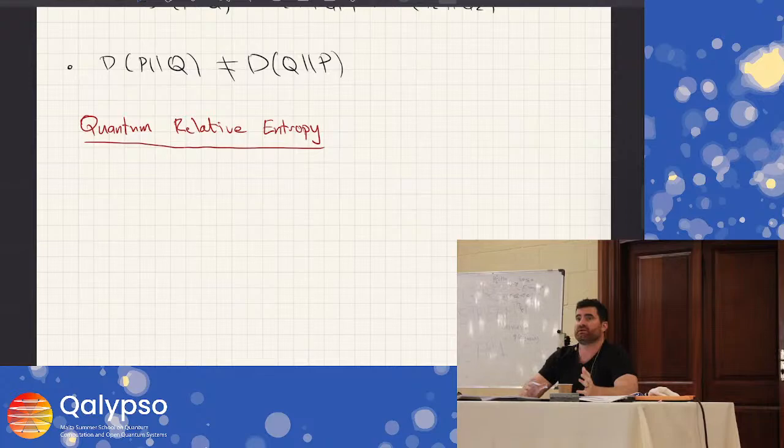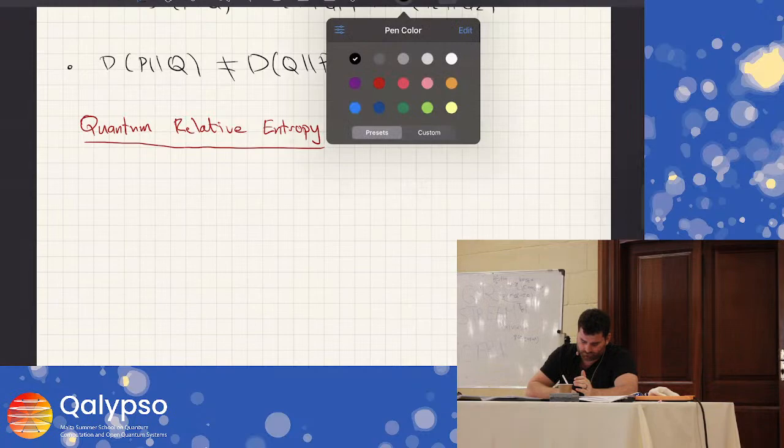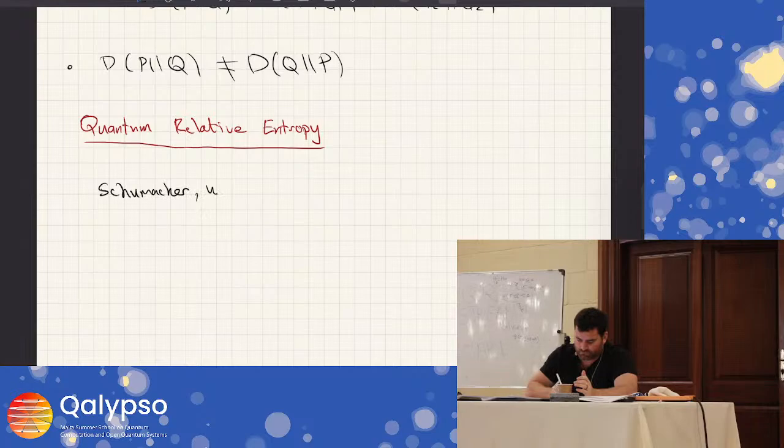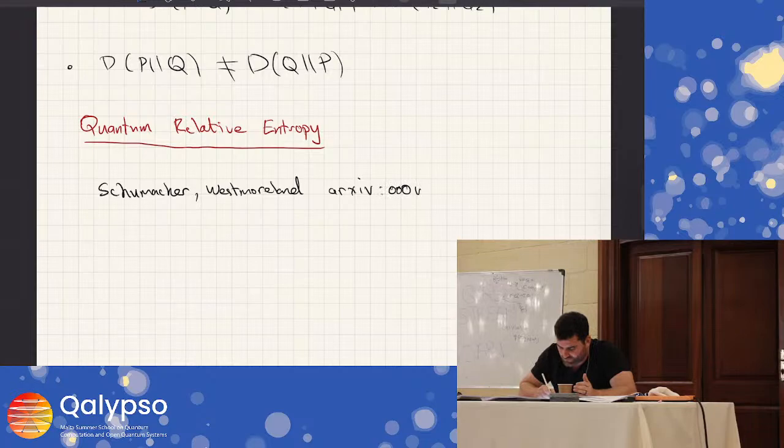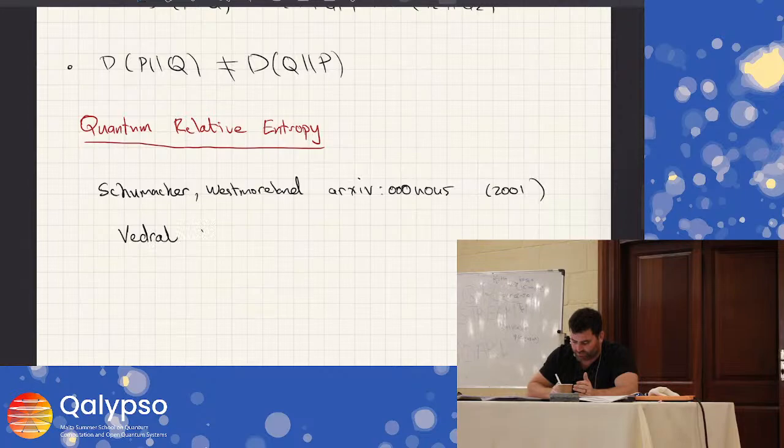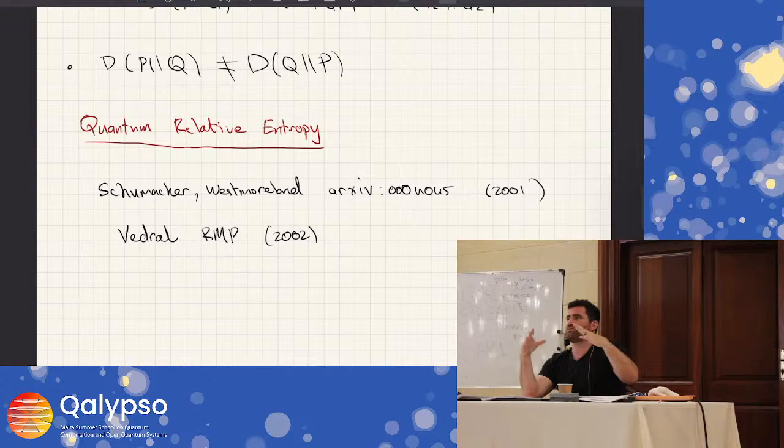There's one by Schumacher and Westmoreland. You can find it on the arXiv, around 2001. And the other one was Vlatko Vedral's single author RMP around 2002. My understanding is that that RMP by Vlatko was essentially based on his PhD thesis. So in those references you'll find many different things about its connection to quantum information theory.